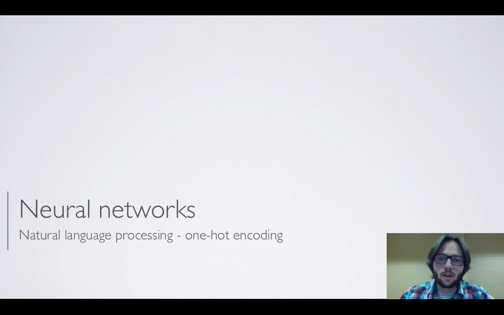In this video, we'll see a very simple and common way of taking a word and representing it in a vectorial form that we can feed to any machine learning algorithm. This vectorial form is known as the one-hot encoding.